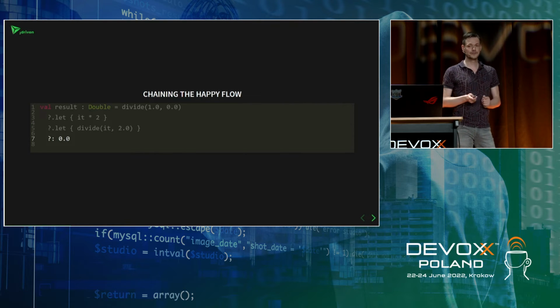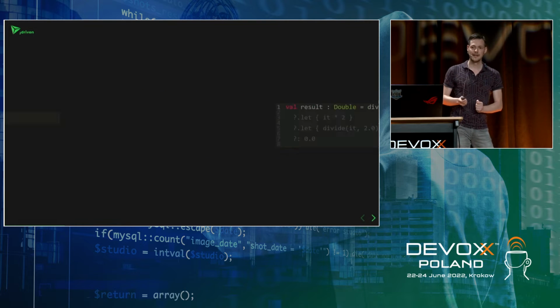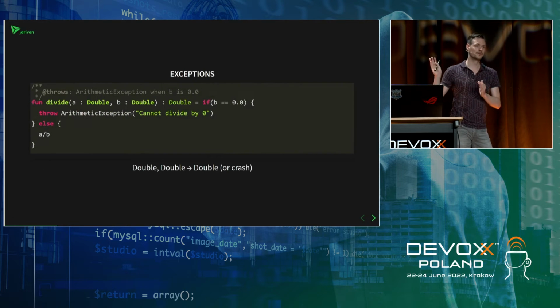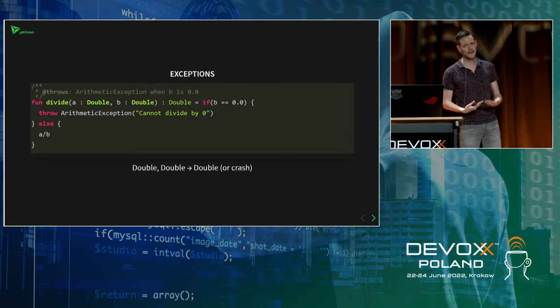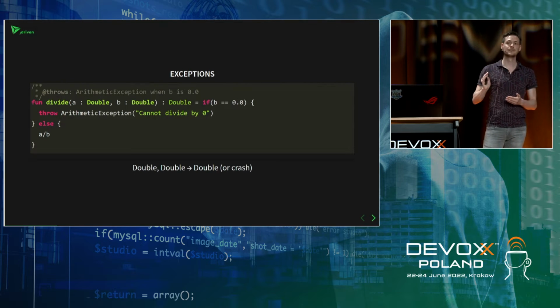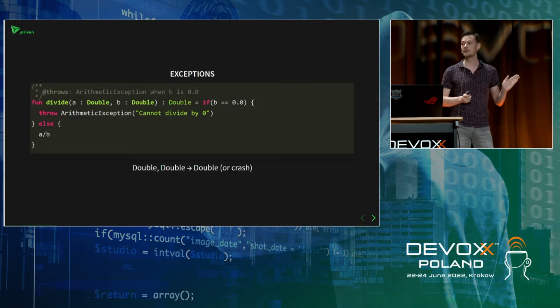So those are two ways that Kotlin has. And if we look at the exception one, this is problematic because the function signature is lying to us. We don't know the behavior. But if it goes wrong, at least we know exactly why it went wrong, because we have this nice error message that's saying that we cannot divide by 0.